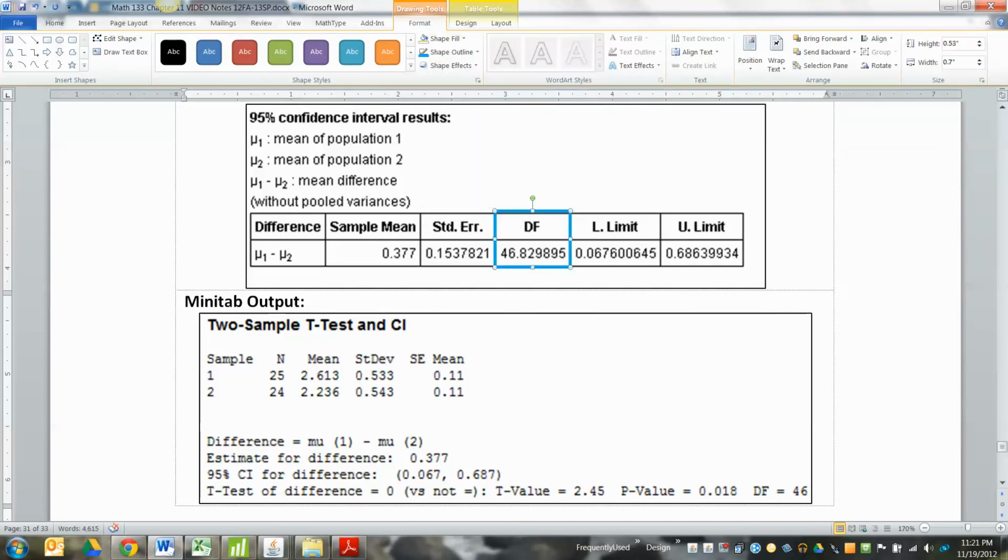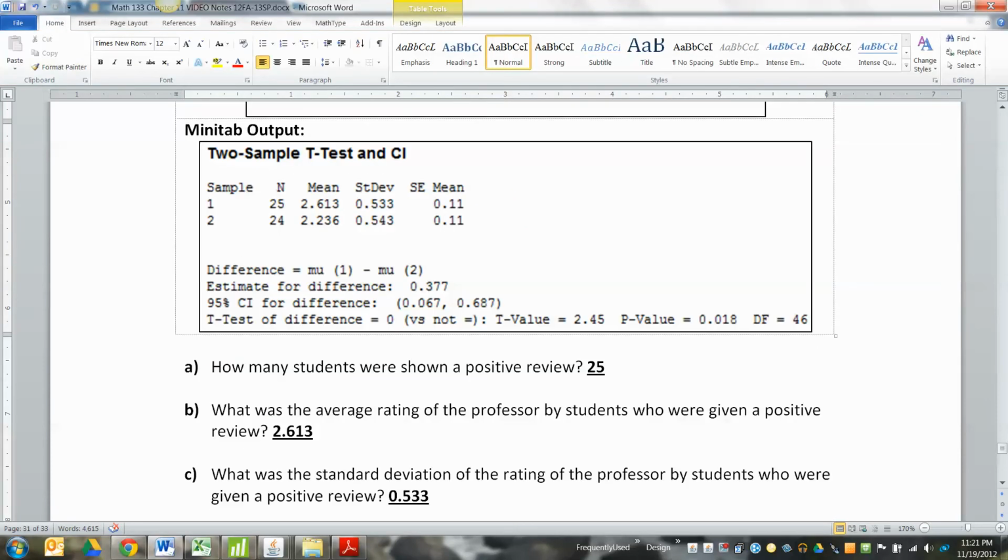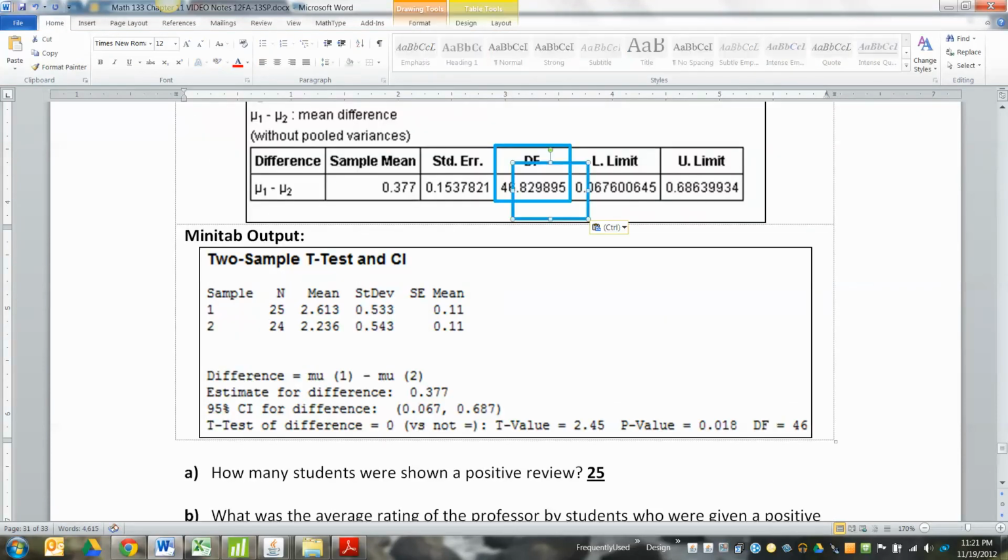So there's the degrees of freedom on that one, and the degrees of freedom on the bottom one is over here, 46, down in the bottom right corner.